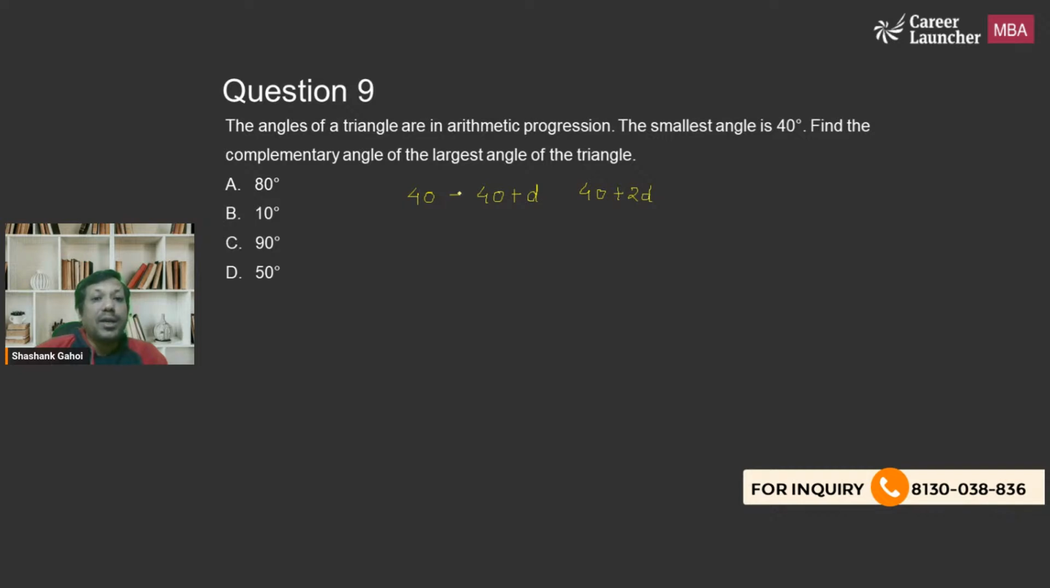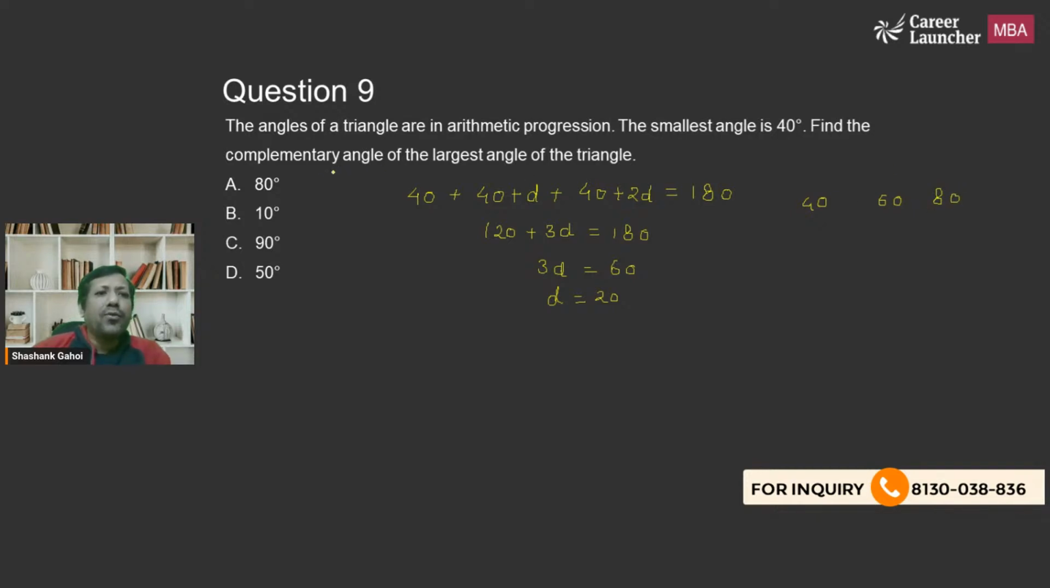The sum of internal angles of a triangle is 180 degrees, so I'm going to add all of them. I'm going to get 120 plus 3d, that is the sum on the left-hand side, equal to 180, right? So 3d comes out to be 60. So what does d come out to be? That is 20. So the smallest angle is 40, the next angle is 60, and the next is 80. So I got my angles.